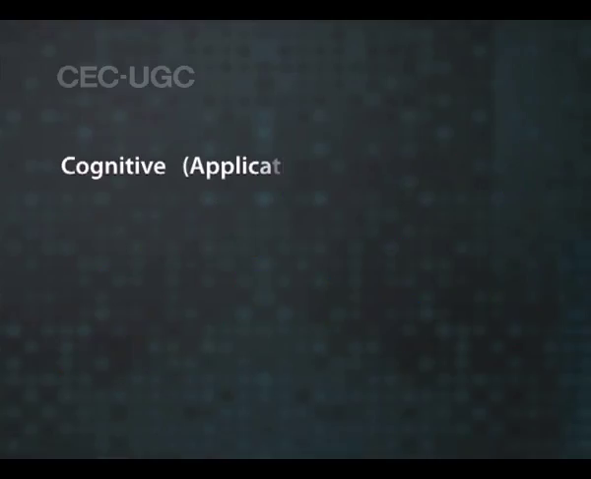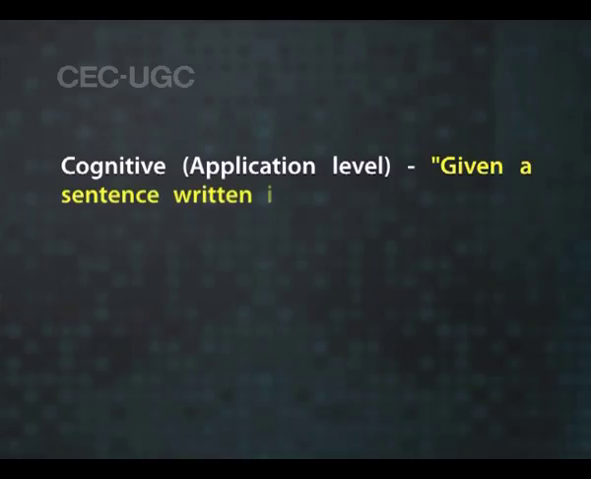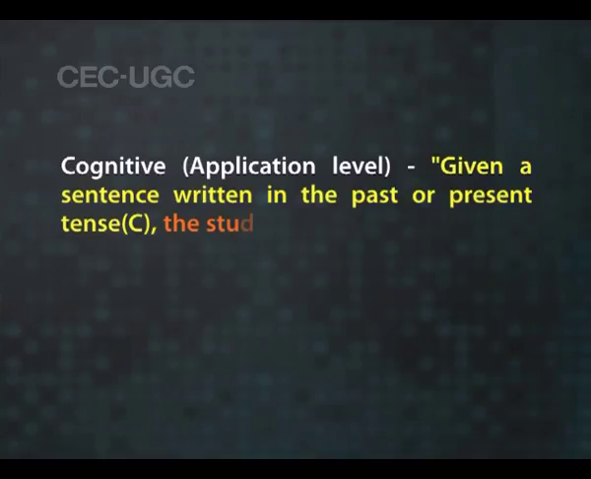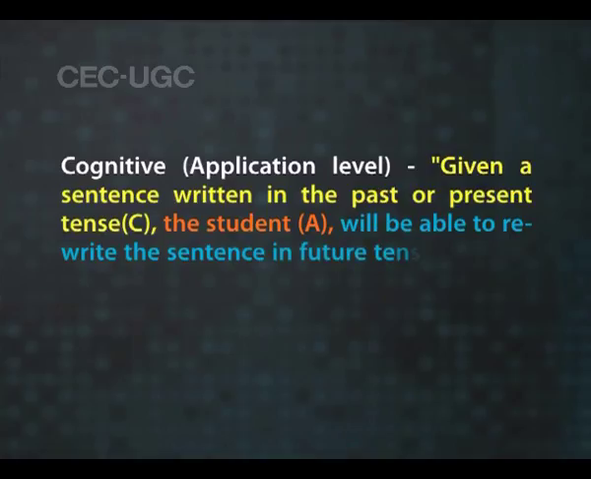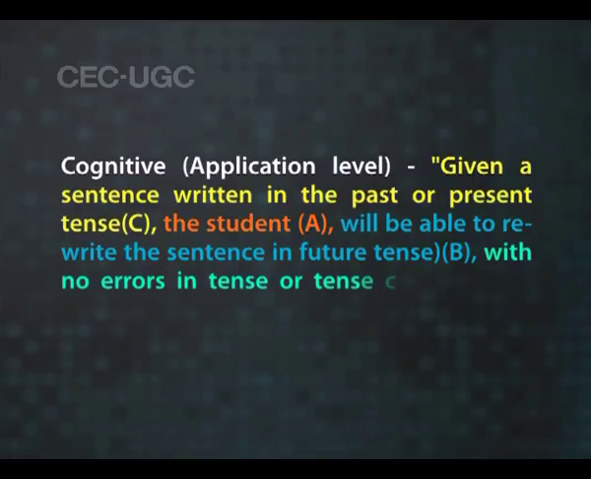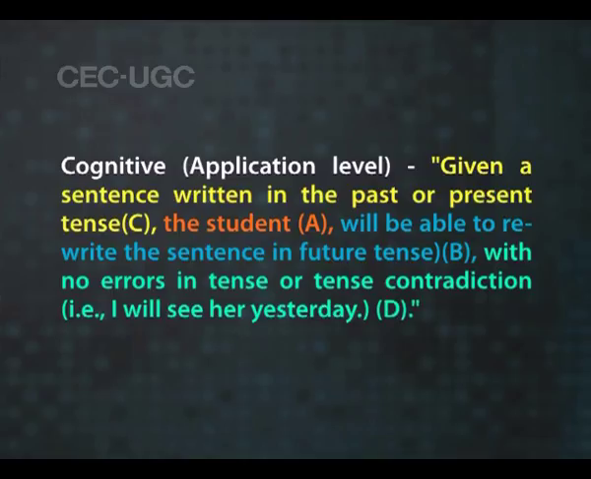Cognitive application level. Given a sentence written in the past or present tense, which is the condition, the student, the audience, will be able to rewrite the sentence in future tense, which is the behavior, with no errors in tense or tense contradiction, that is, "I will see her yesterday," that is the degree.